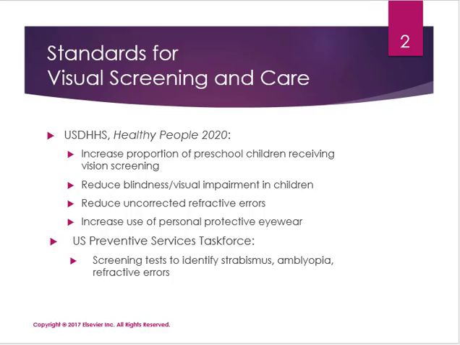So the first thing we're going to talk about is some standards that have been set up by Healthy People 2020, and part of that is to increase preschool children receiving vision screening. One of their goals is to reduce blindness and visual impairment in children, reduce uncorrected refractive errors, and increase the use of personal protective eyewear when in woodworking, sports, etc. There's also a U.S. Preventive Services Task Force that is providing screening tests to identify strabismus, amblyopia, and refractive disorders.